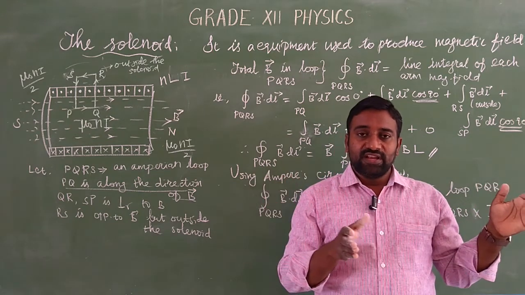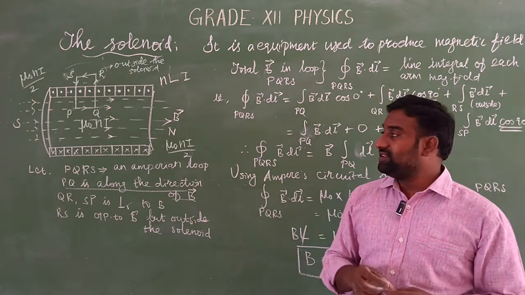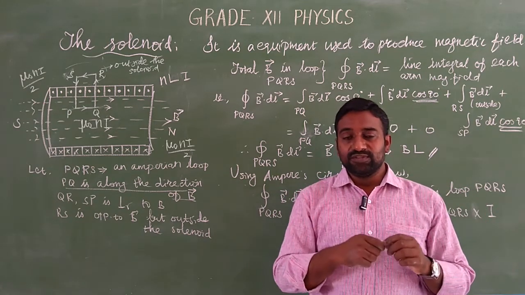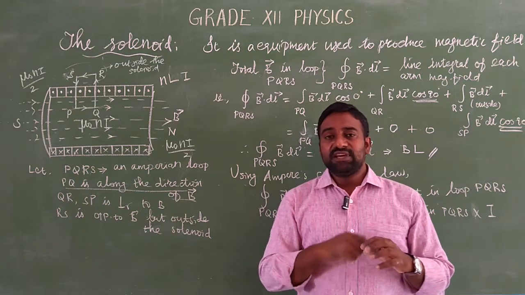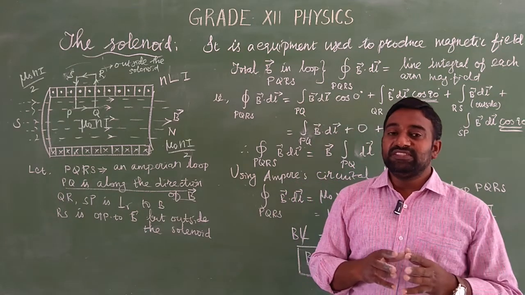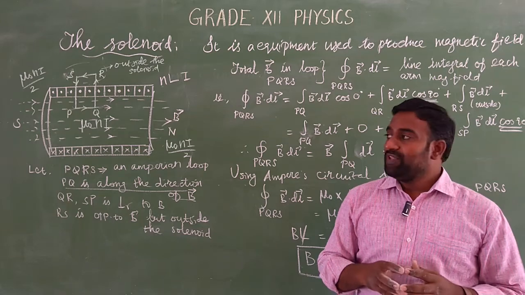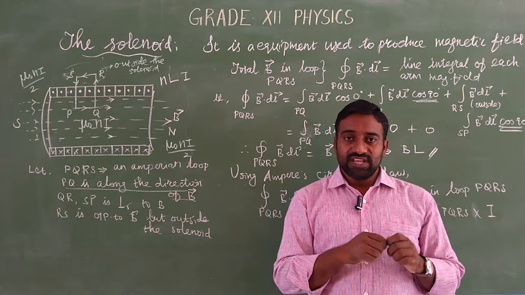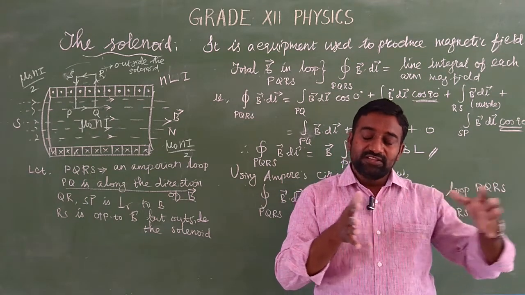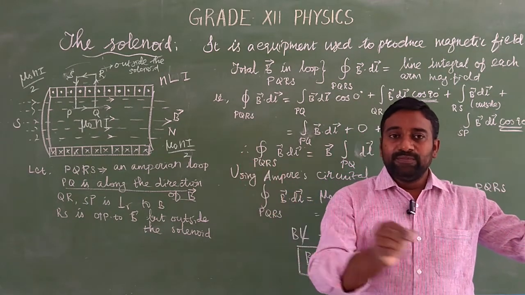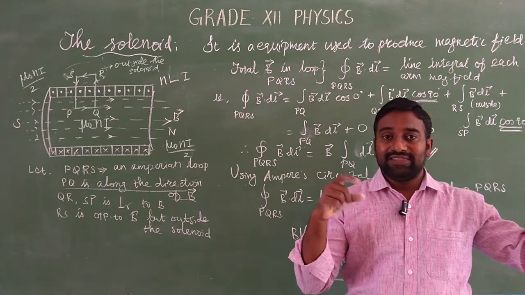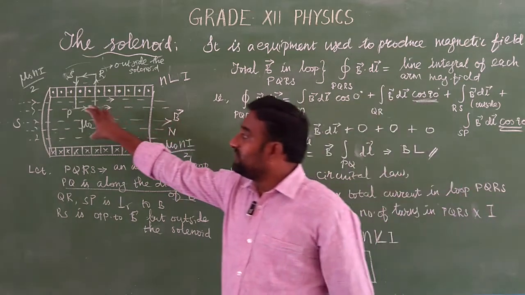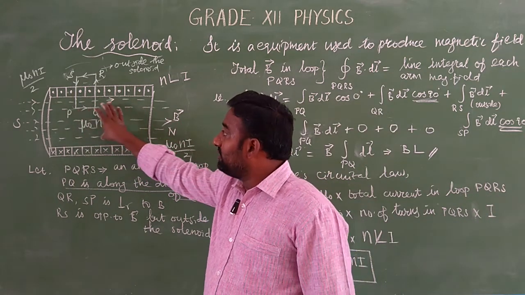For a long solenoid, the length is greater than the radius of each turn, and these copper wires are insulated and placed very closely. Suppose the turns are more and more, then the magnetic field will be zero at the axis. If it is closely packed and a very long solenoid, the magnetic field at the axial center alone will be zero. But inside, the magnetic field will be uniform, that is, parallel field lines.